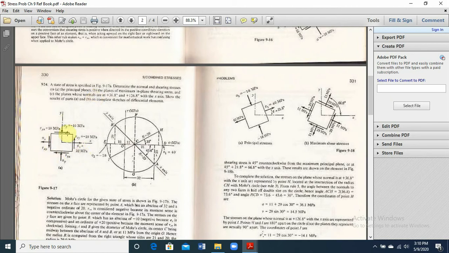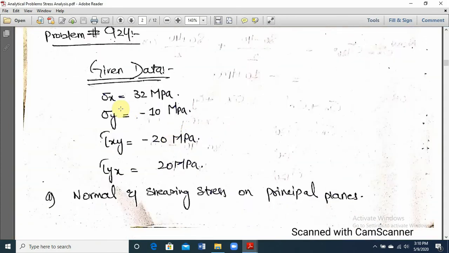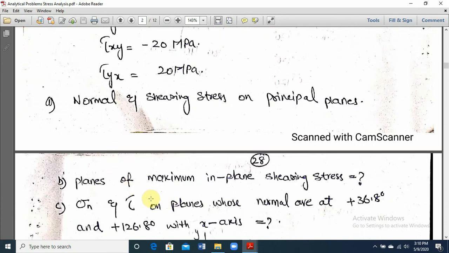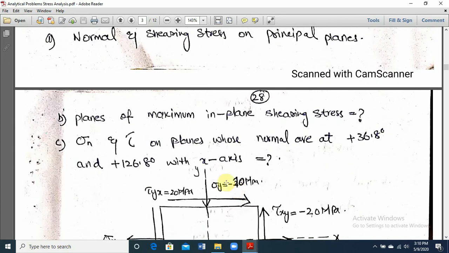We have this specified state of stress, means sigma x is equal to this, sigma y is equal to this, tau xy is opposite, means in counterclockwise direction, so tau xy will be minus. So we have sigma x equal to 32, sigma y is equal to minus 10, tau xy minus 20, tau yx 20. You need to determine what first? You need to determine the normal and shearing stresses on principal plane. And next you need to find out the planes of maximum in-plane shearing stresses. And after that you need to find the normal and shearing stresses at an angle 36.8 and 126.8.